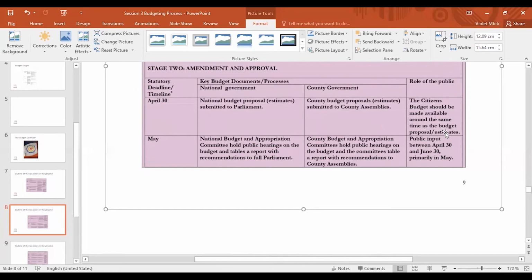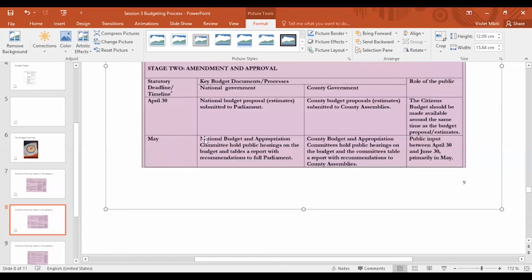I don't know whether you guys have heard of the citizens' budget, but it is there. So right now, when they pass the county fiscal strategy paper, in April, May, thereabout, the county is going to produce the program-based budget or the county budget proposal. So at that particular time, that is when the citizens' budget should also be produced. The citizens' budget is a simplified version of the total county government budget. So it's going to speak in a language that you understand.